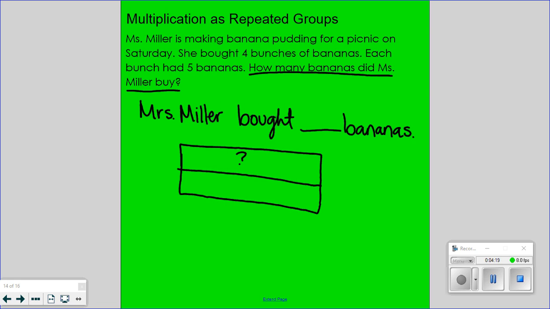What is a bunch? What's that word mean? Madison? Yeah, it's like a group when they're all stuck together. So I bought 4 groups, 4 little mini banana packs. So down here, I'm going to make 4 spots. Why did I make 4 spots?